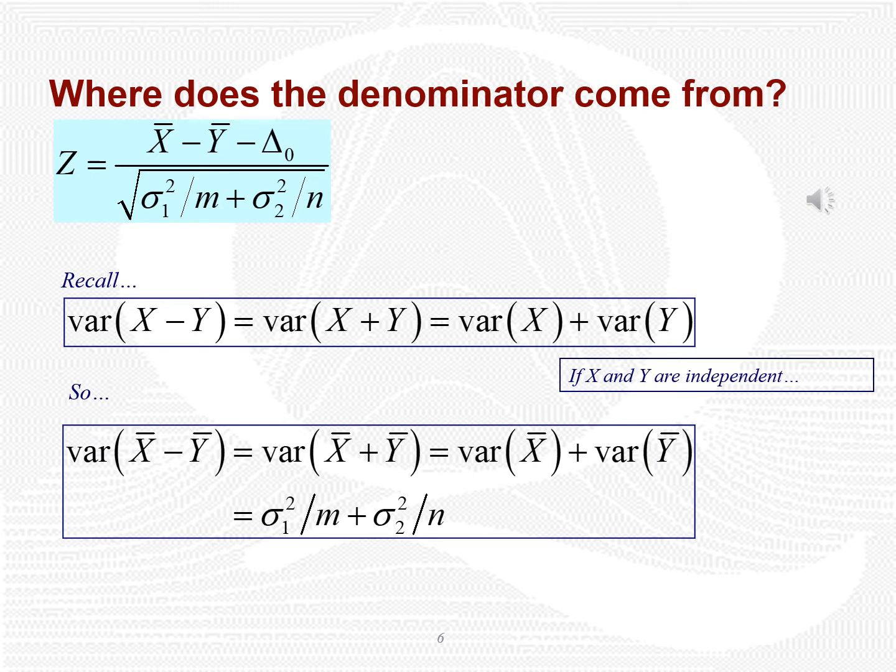As long as we are willing to assume that the two samples are independent, then we can use some rules from earlier in the course to derive the variance of the difference between two means, as we see here.